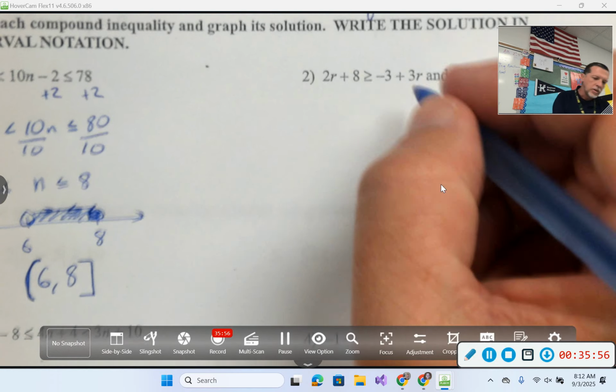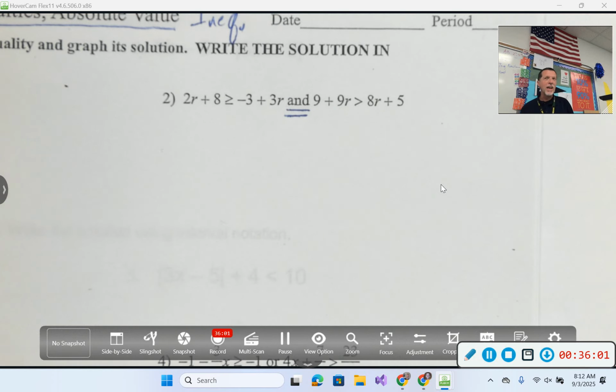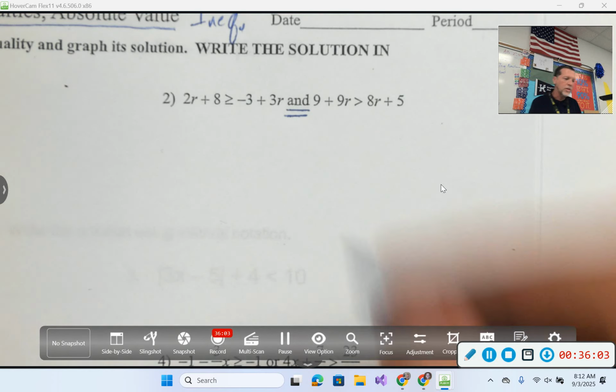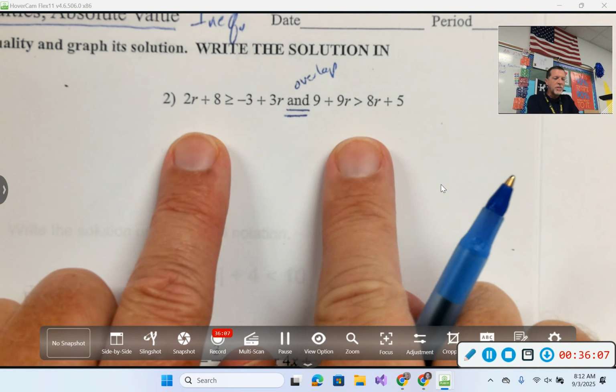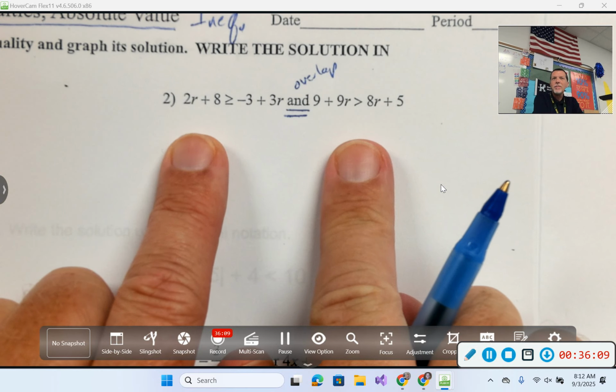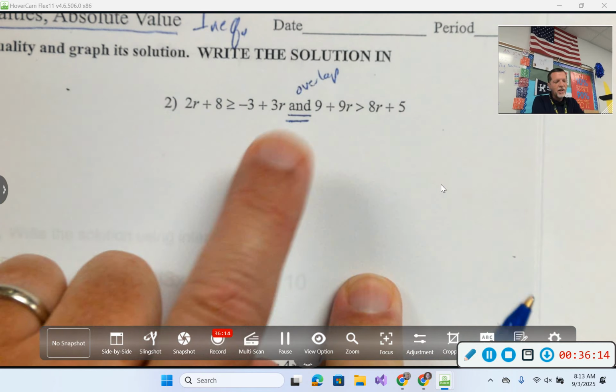Sure. Number 2 is an and problem, so I already know that I'll be looking for the overlap, because I need both things to be true. Skip the whole process. Well, it is a little bit like they jumped in midway on an absolute value problem. Yeah, it feels like that. But, so what? We'll take it from here, and we'll look for the overlap.